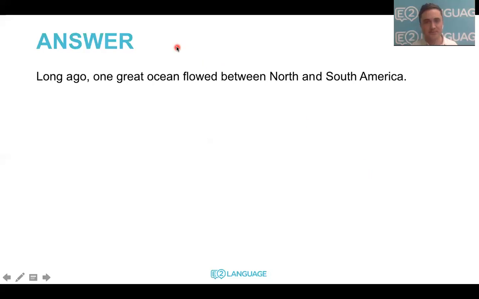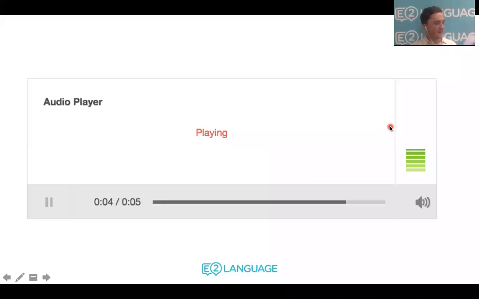Let's look at the answer. The answer is, long ago, one great ocean flowed between North and South America. Good. I'm happy. Let's do another one. This time, when I read the sentence, I want you to really not be distracted. I want you to look down and just really let this sentence absorb, okay? So please look down, don't think about anything else. In 3, 2, 1. Teaching kids about drugs appears to be less controversial than ever before.